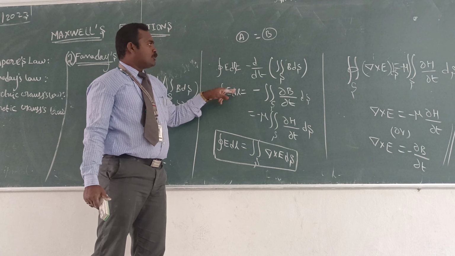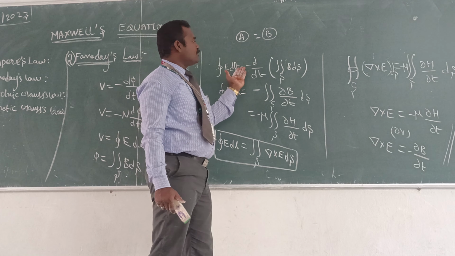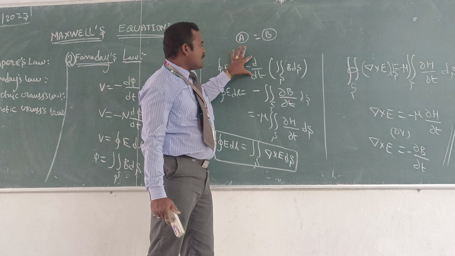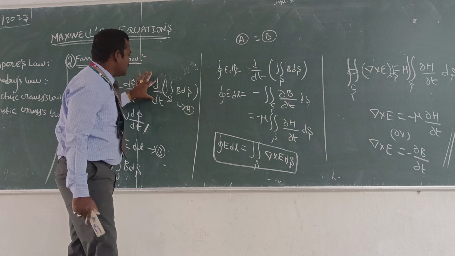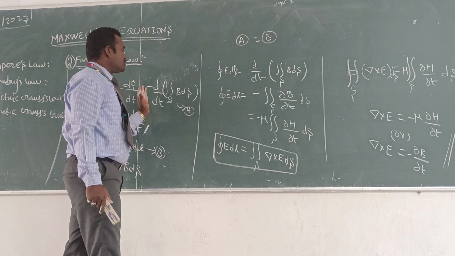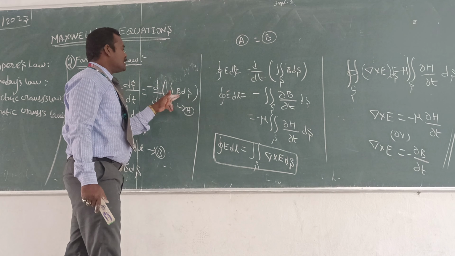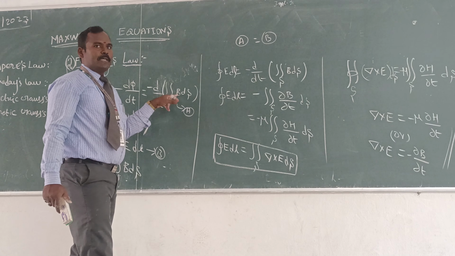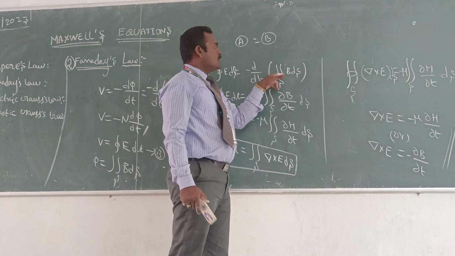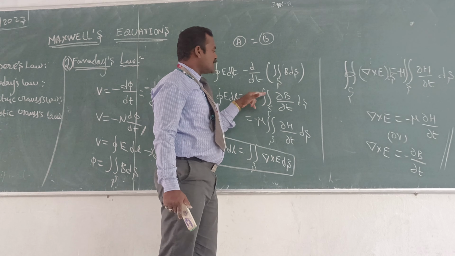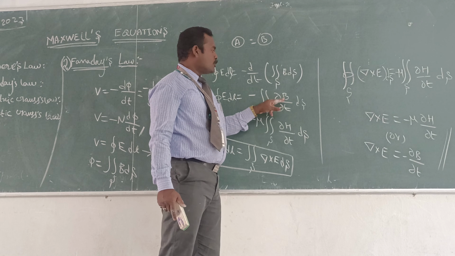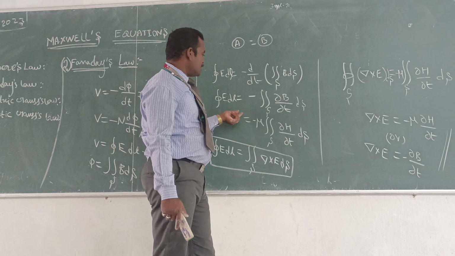Here, as per the expression, d by dt is commonly written outside. Since the integral term is there, you can move it inside the integral, while integrating the flux density. So we get minus the surface integral of ∂B by ∂t into ds, right? ∂B by ∂t into ds. So that was the expression.